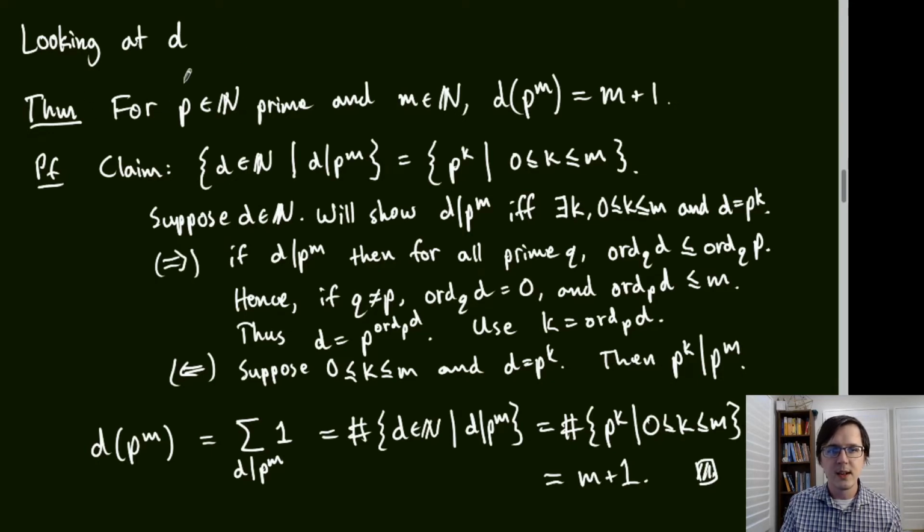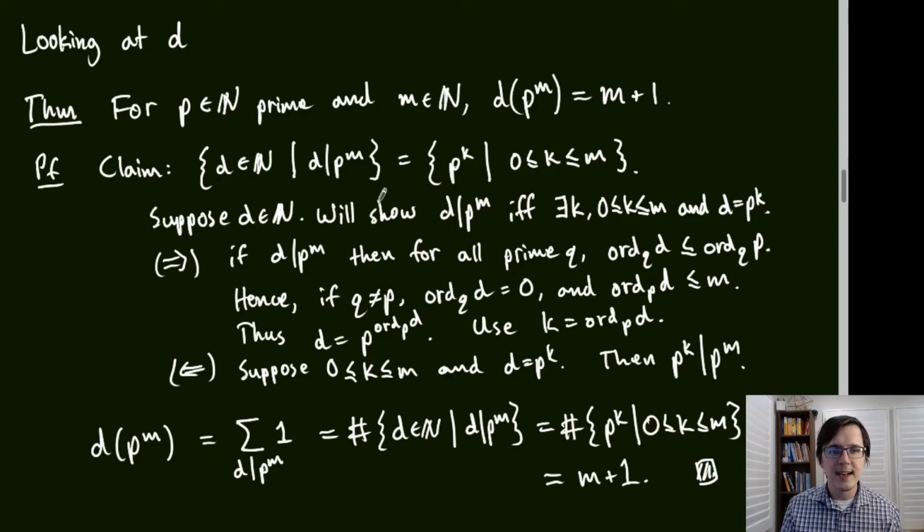Here's a theorem, which is that d of a prime power is m plus 1, where m is the power of the prime. So to do this, we're going to have a claim, which is that the set of all d such that d divides p to the m is equal to the set of all p to the k, where 0 is less than or equal to k is less than or equal to m. And this is probably a longer proof than it needs to be, but anyway, here is a proof.